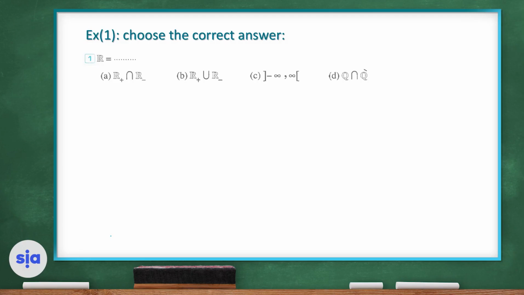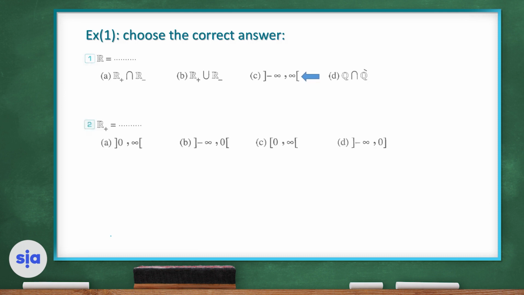Let's move to the exercise and see the first one. The question is asking us to choose the correct answer. Question 1. R is equal to what? First choice, R positive intersects R negative. R positive union R negative. From negative infinity to positive infinity. Q intersects Q dash. Yes, your answer is correct. The R is all real numbers, so it's from negative infinity until the positive infinity.